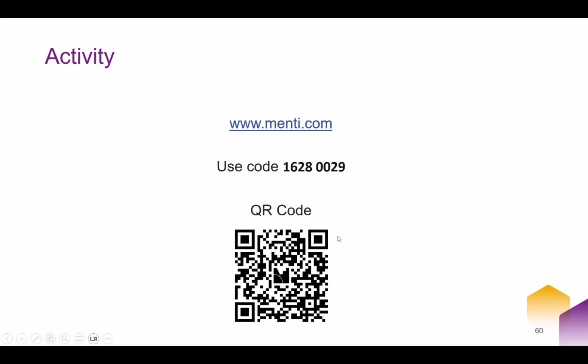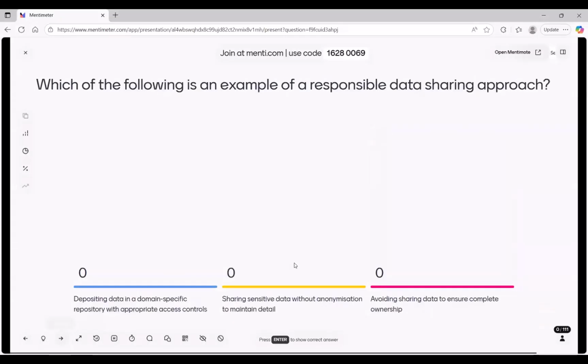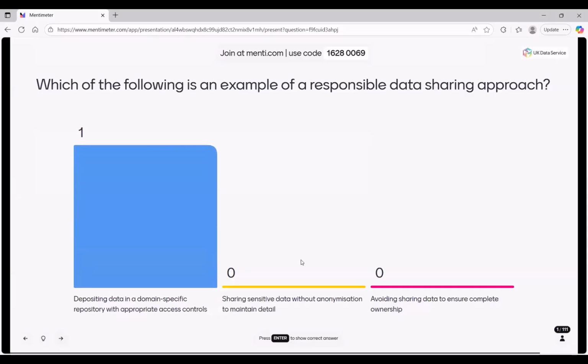So it's the last bit before the workshop finishes at 11:30. I think there are just a couple of questions on Mentimeter, if you would like to answer. So what do you think, which of the following is an example of a responsible data sharing approach?